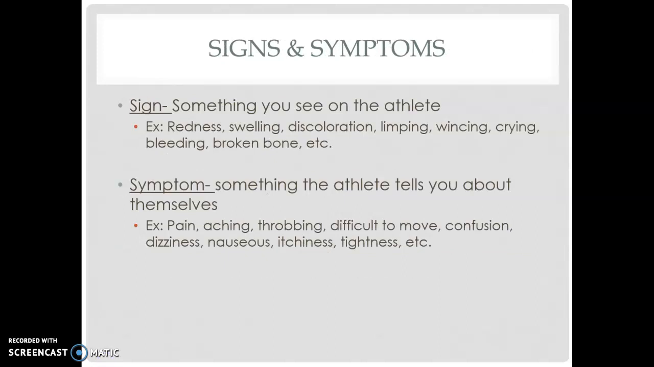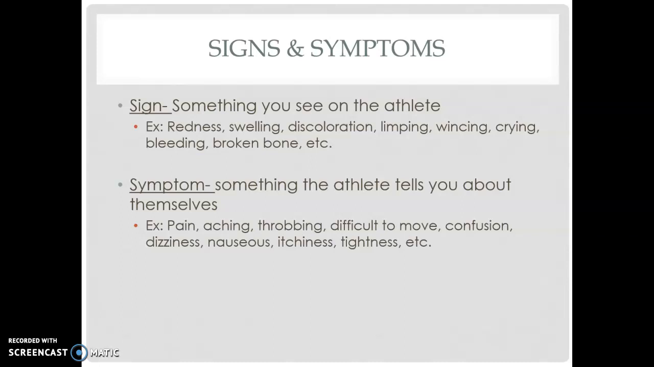All right, something very important to know for this class is the difference between signs and symptoms. A sign is going to be anything that you are personally observing on that athlete, whereas a symptom is something that they're going to tell you about themselves. So examples of signs, something that you're seeing would be redness in the area, swelling of that ankle joint compared to the other side, maybe discoloration, so bruising. You want to note if that athlete came in limping, if they were wincing in pain, crying, definitely if you see any bleeding or if you can tell that a bone is broken or that it looks different than the other side of their body.